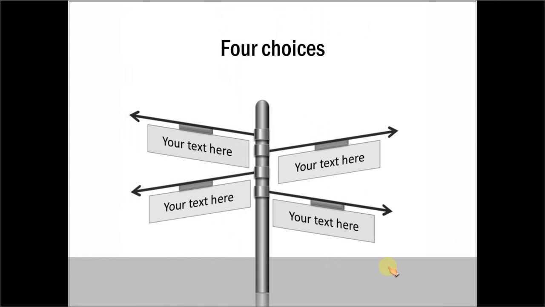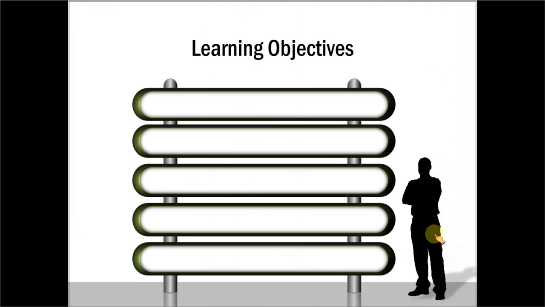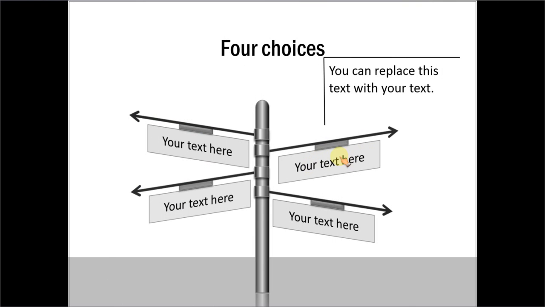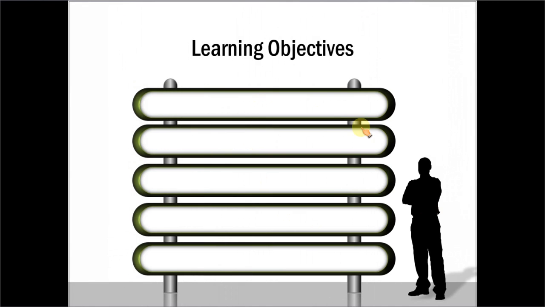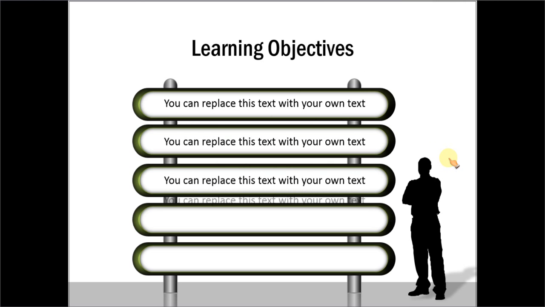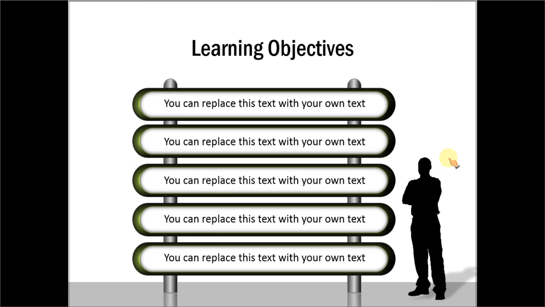Let me give you another example template here. This one shows four directions, and this is especially useful to talk about four sections, and you can use this for your section header. And this one talks about learning objectives, and here we talk about the five learning objectives in your presentation or in your training program. This is quite useful as your opening menu slide. So there are many ways in which you can use signboard in PowerPoint.